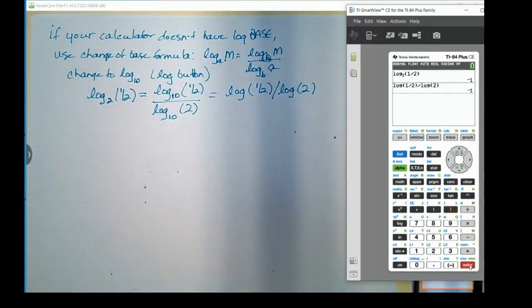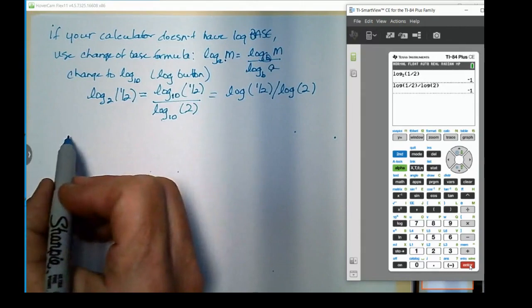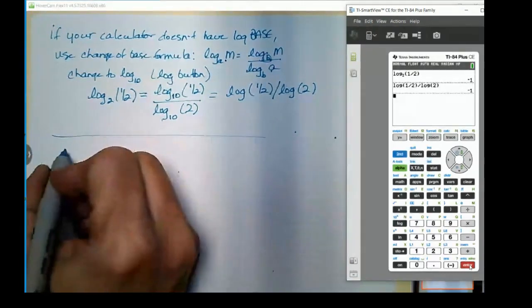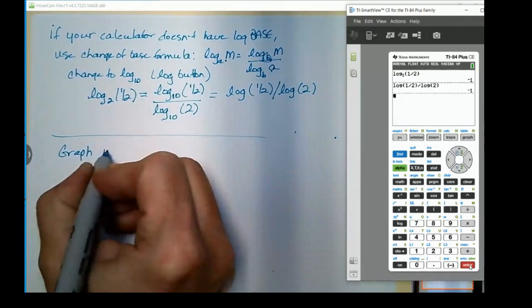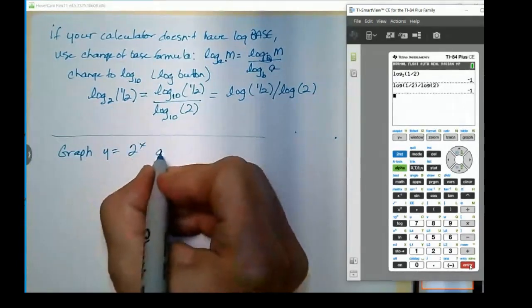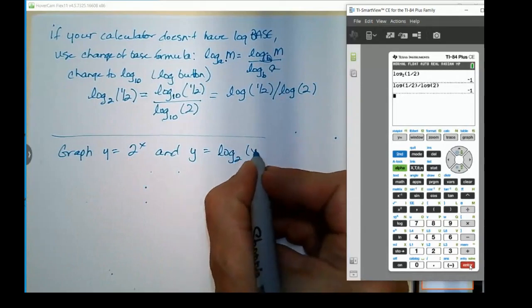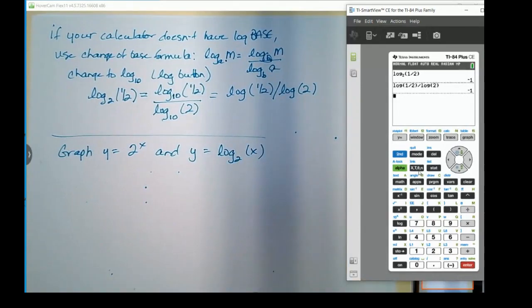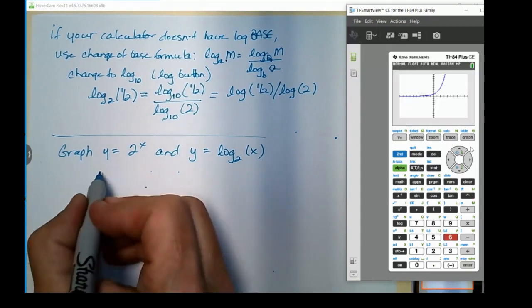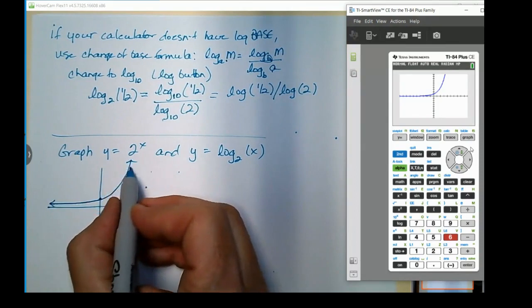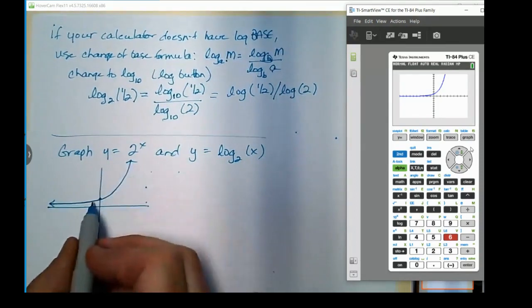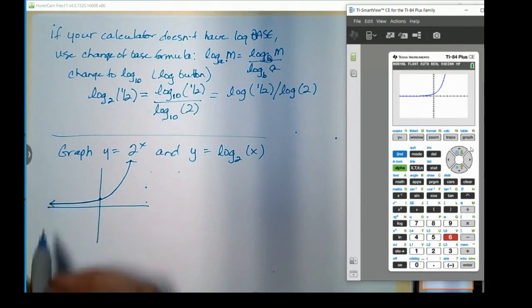All right, now that we know how to do that, we're going to go and graph those two functions. So we're going to go back and graph y equals 2 to the x and y equals log base 2 of x. So you can go to your y equals menu. For this one, I'm just going to put in 2 to the x. And let's graph that just to remind ourselves what that looks like. It's going up really fast on this side of the y-axis, and on the left side of the y-axis, it's going down towards 0.